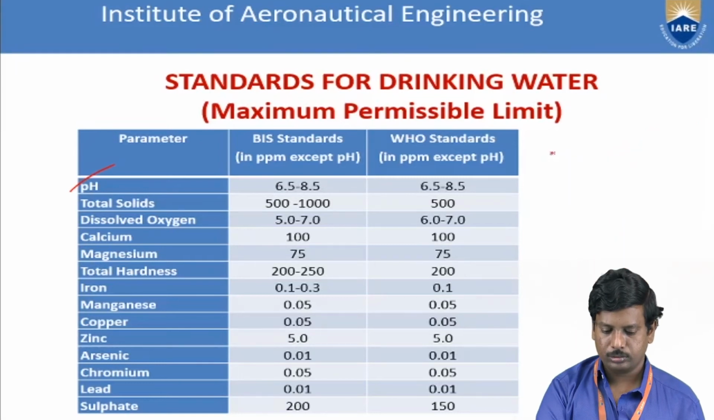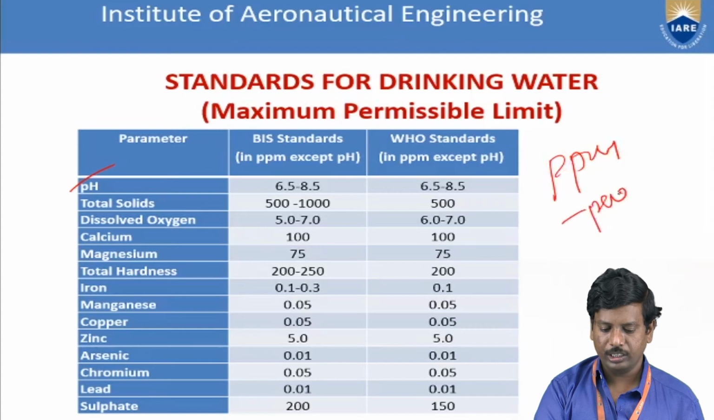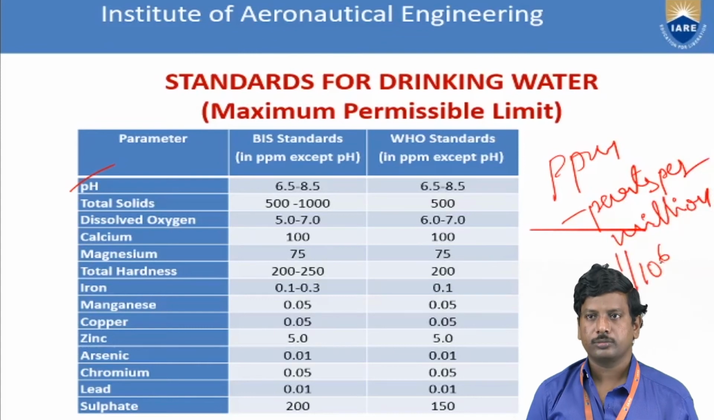ppm means parts per million, that means 1 by 10 power 6. Next one, dissolved oxygen, lies between 5.0 to 7.0 for BIS and 6.0 to 7.0 for WHO. These are the important parameters.